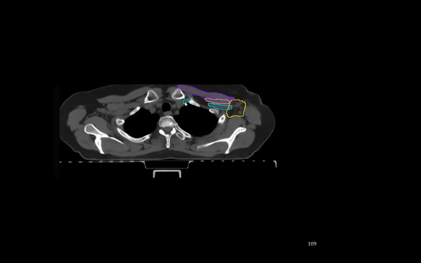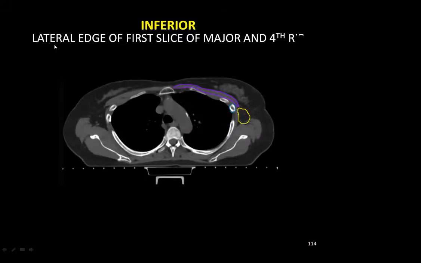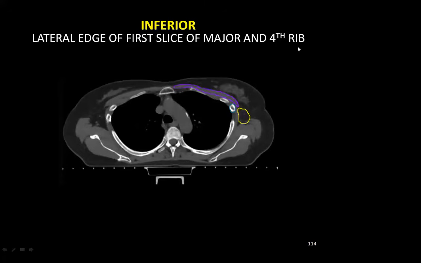See, this blue line is the axillary vessels. This color is the axillary vessel. You go down, go down, go down. Inferiorly is the lateral edge of the first slice of the pectoralis minor muscle. So see, here is the pectoralis minor muscle, and this is the pectoralis major muscle. When the pectoralis minor muscle is gone and only the pectoralis major muscle you see, and the fourth rib, this is the lower border of level 1.